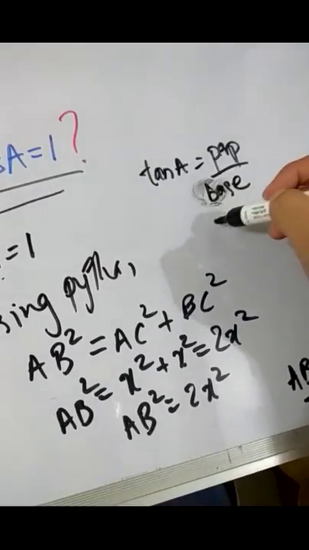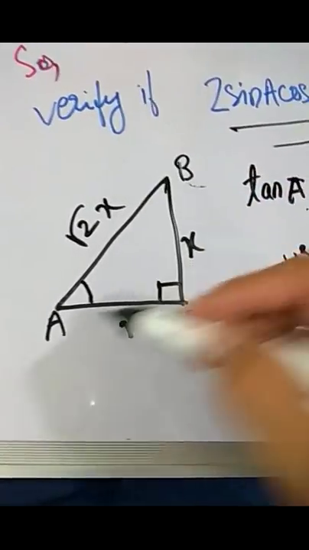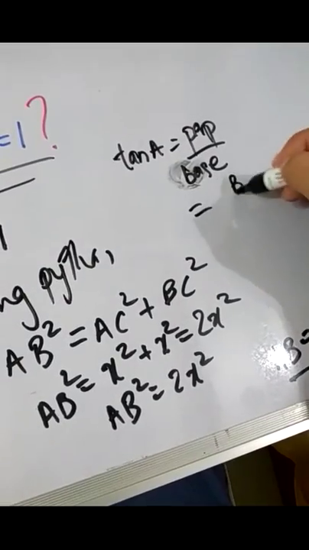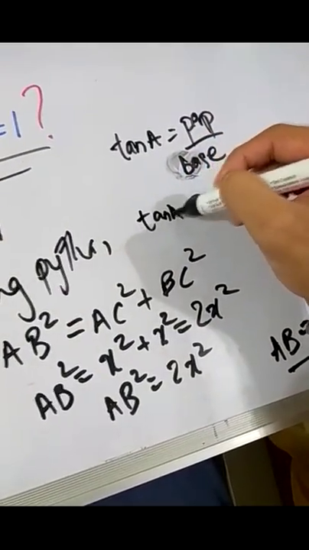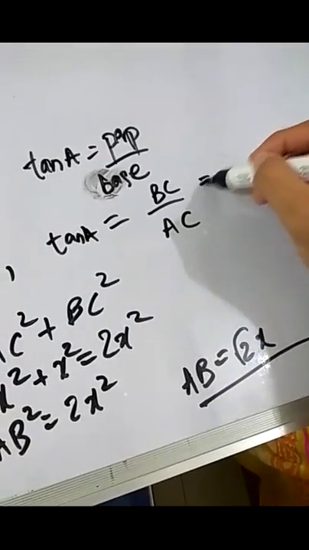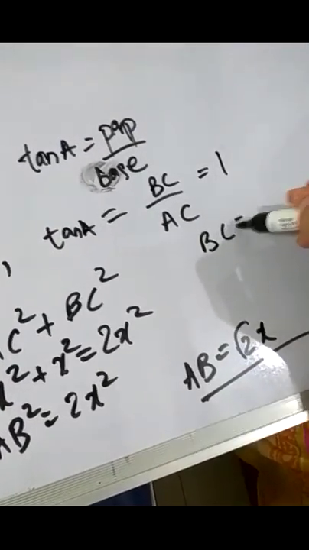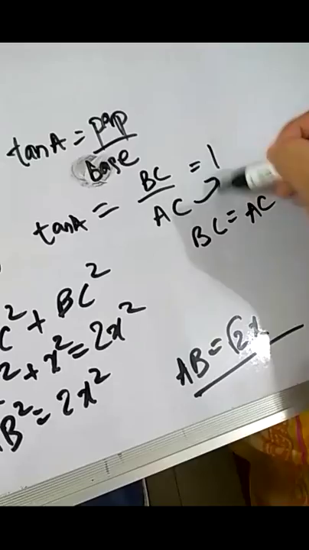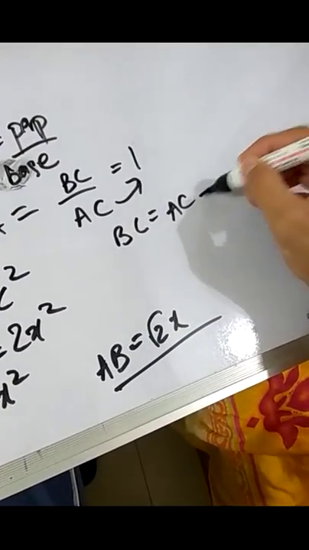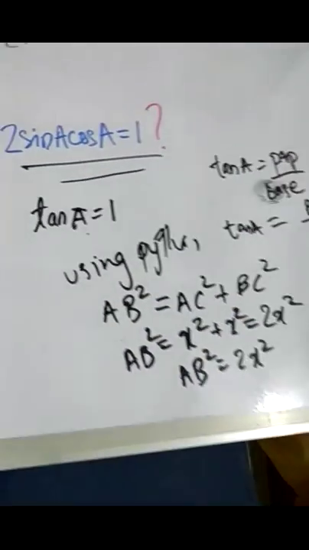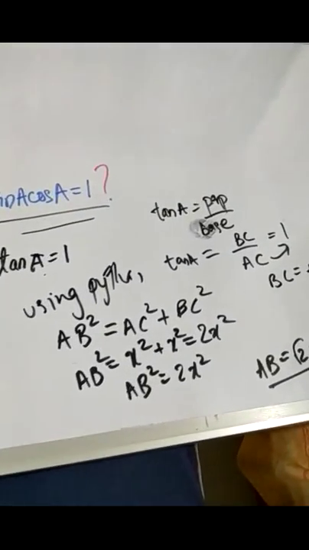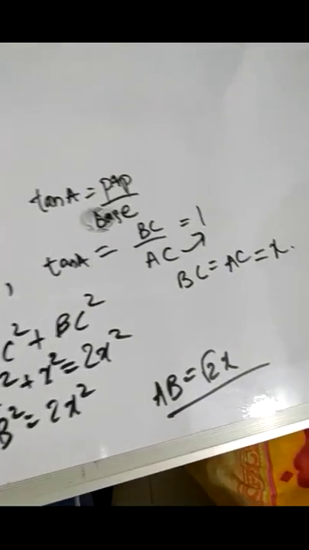Perpendicular upon base. Now the perpendicular here is BC and the base is AC. BC by AC, tan A. Now tan A equals 1, so BC equals AC. Since BC and AC are equal, it can be put to be equal to x. That's what we have done here. Now we have put these two to be equal. I am very sorry that I did not mention it.